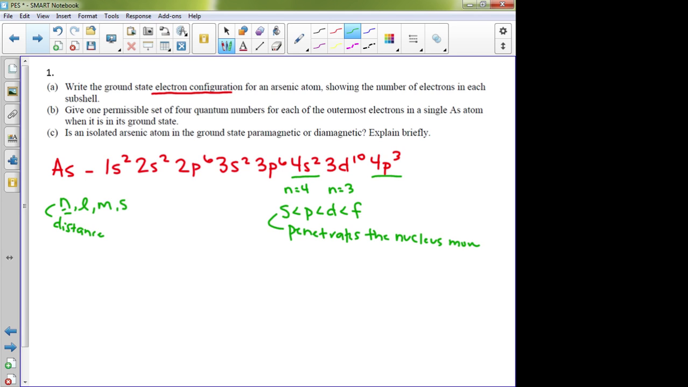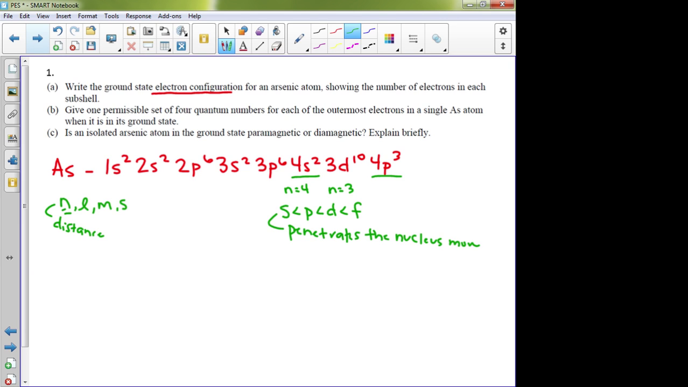Now, does it mean they are closer to the nucleus than 3d? No, they're not. They're just in a lower energy. Does this make sense? It really does? Okay. So I don't want you to get confused by that. They fill in according to energies, not how close they are to the nucleus.